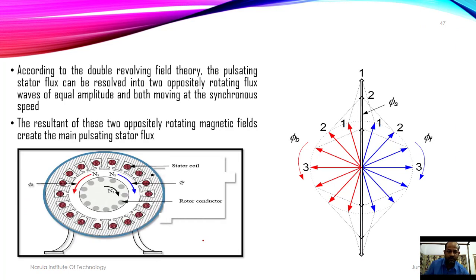So in instant 1, we can see from here that this is instant 1, so this is my backward field, this is my forward field, so the resultant is this in this direction. Similarly for instant 2 it is the resultant, but the only difference is that the magnitude in 2 is a little bit lesser than this one.